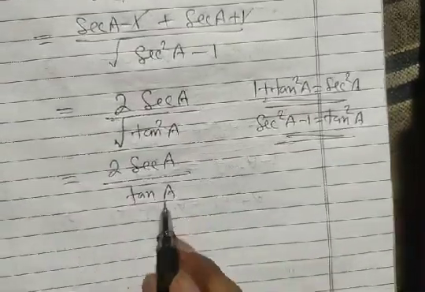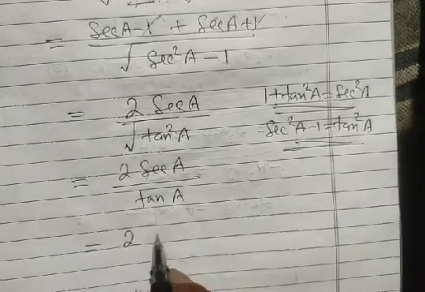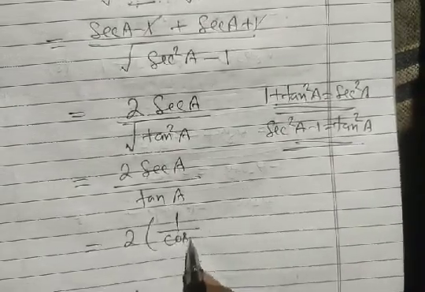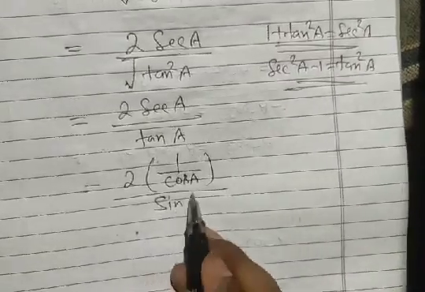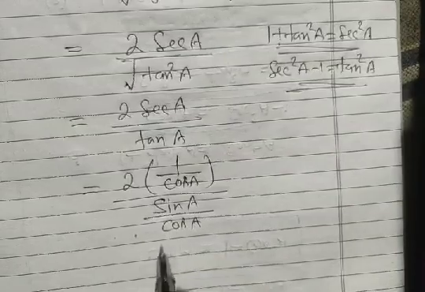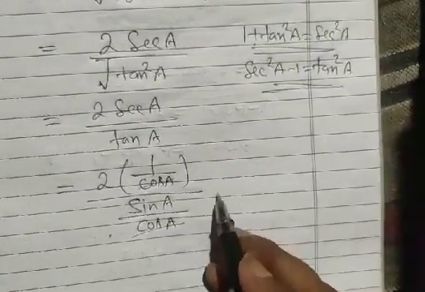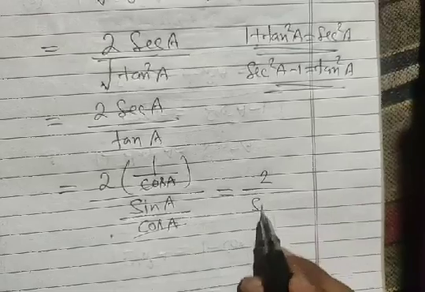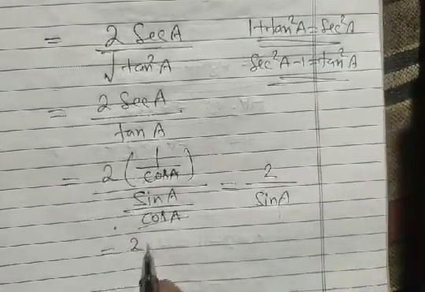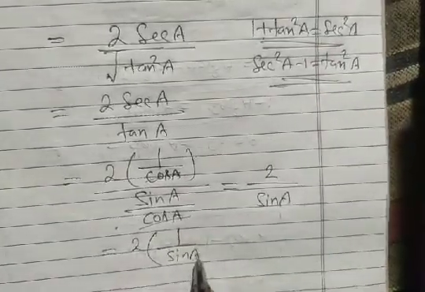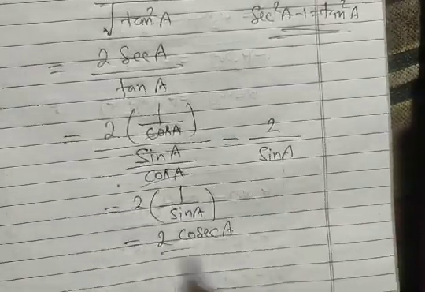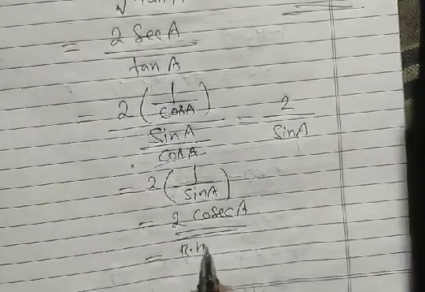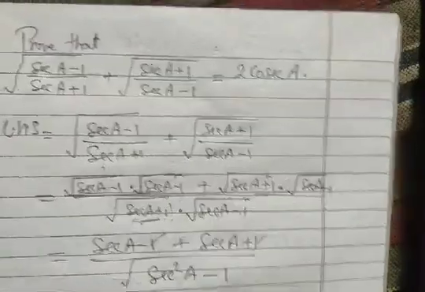Now we get 2 sec a divided by tan a. What is our sec a? It's 1 upon cos a. What is our tan a? It's sin a upon cos a. Now this cos a cancels out. Then we have 2 upon sin a, which can be written as 2 into 1 upon sin a. And 1 upon sin a is our cosec a. So 2 cosec a, which we had to prove. This is our required right hand side.